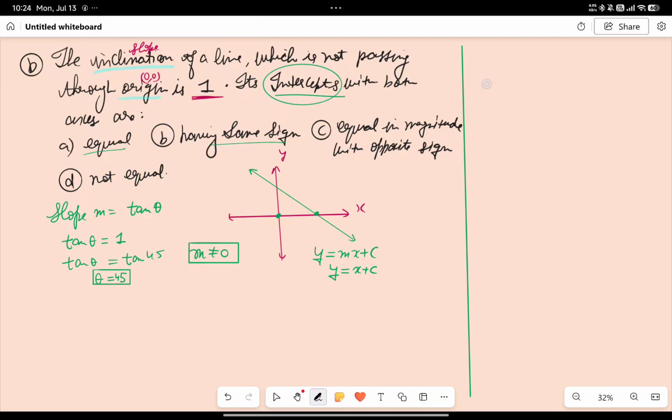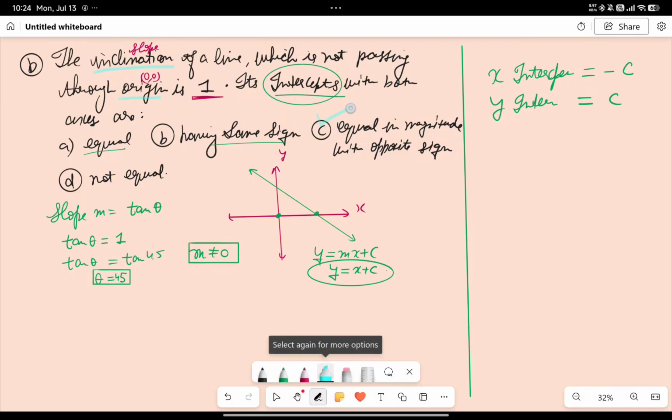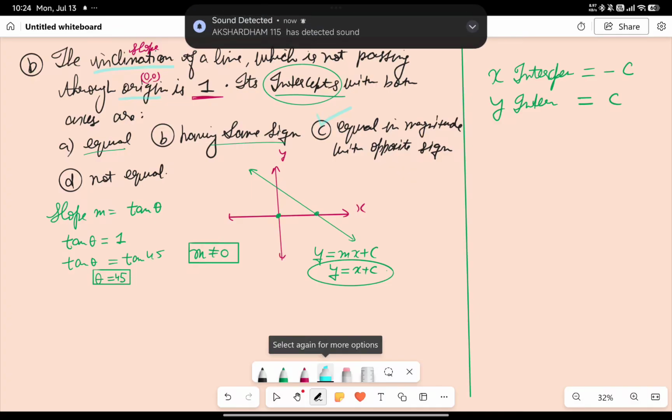If you see, what is the x-intercept here? The x-intercept must be minus c. And the y-intercept? The y-intercept is plus c in this equation. Okay, so one is plus, one is minus. So it means that it can happen only if I take option C. So the correct option is option C.